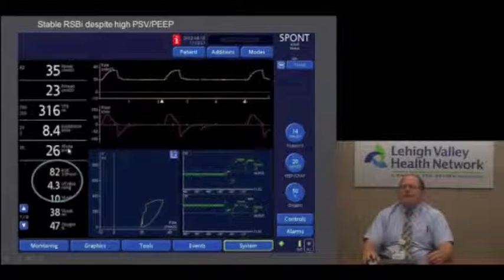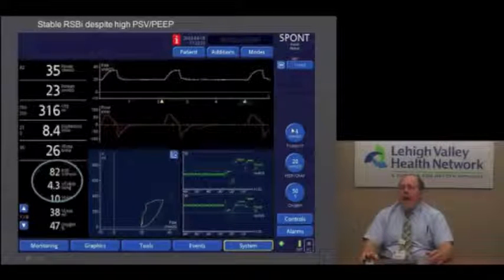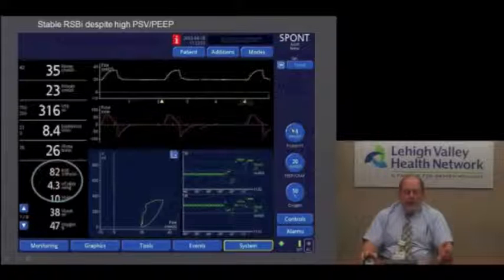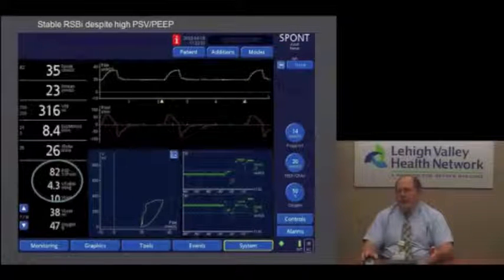Now, when we look at pressure support values, usually we say that anything from 6 of pressure support to 10 of pressure support is considered to be minimal.